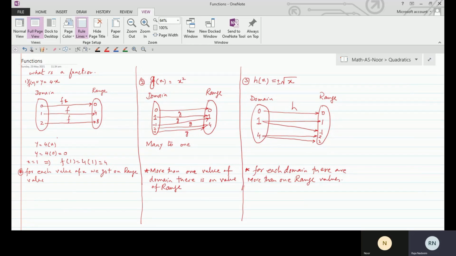When for each domain value we have got one range value, we call it one to one. This term is one to one. If we have more than one domain value, it means there are many values of domain, and for all those many values of domain we are moving to one range value, that is many to one. And if we use the term for example number 3, it is one to many.